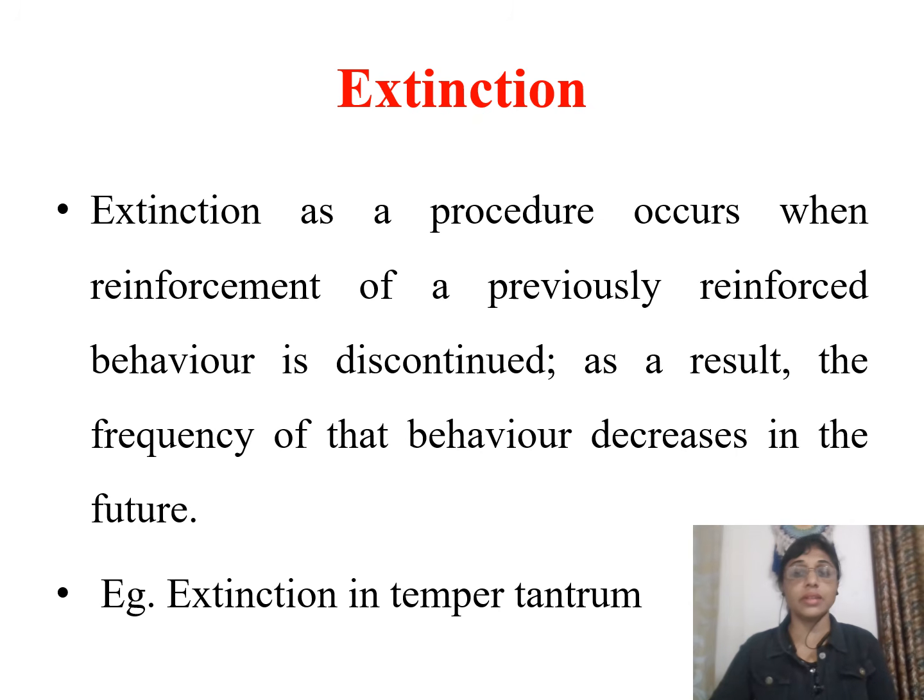Extinction. Extinction as a procedure occurs when the reinforcement of a previously reinforced maladaptive behavior is discontinued. As a result, the frequency of that behavior decreases in the future. For example, a child has temper tantrums and the parents reduce attention to the temper tantrum. Gradually, the behavior decreases.